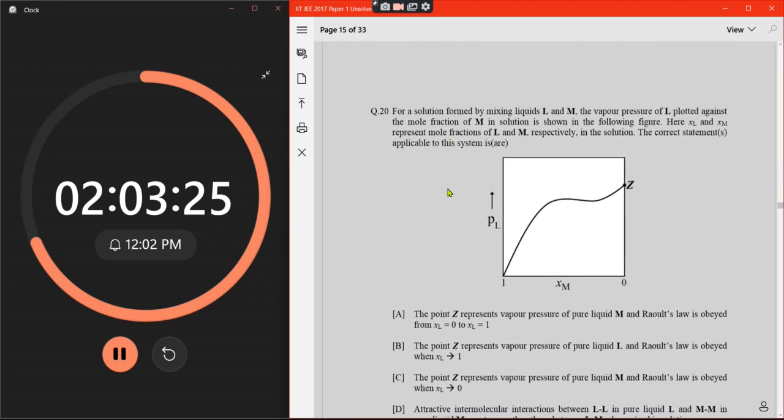For a solution formed by mixing liquids L and M, the vapor pressure of L is plotted against the mole fraction of M in the solution. These are the mole fractions of L and M respectively in the solution. Then the correct statement applicable to the system is, as shown.